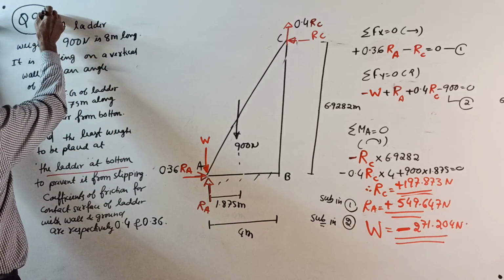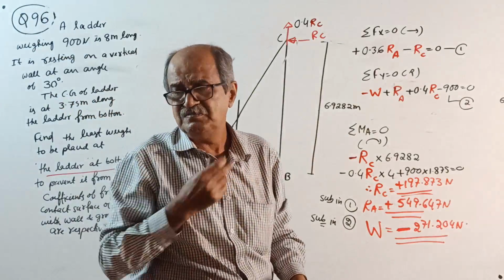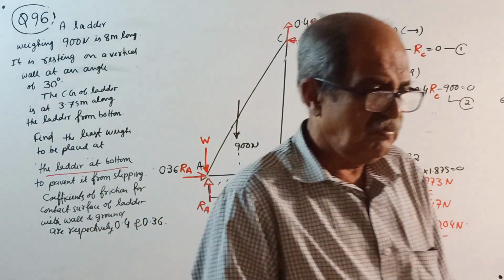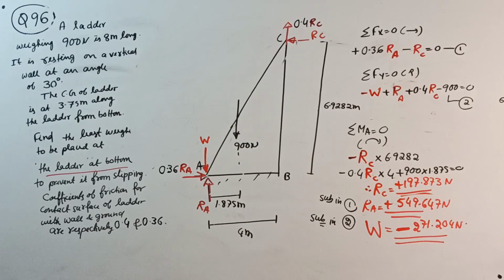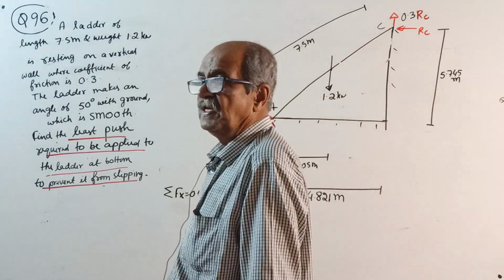Now 95 over 96. This time I will save time by writing the question and solving, because it is a simple question. Now, next question.